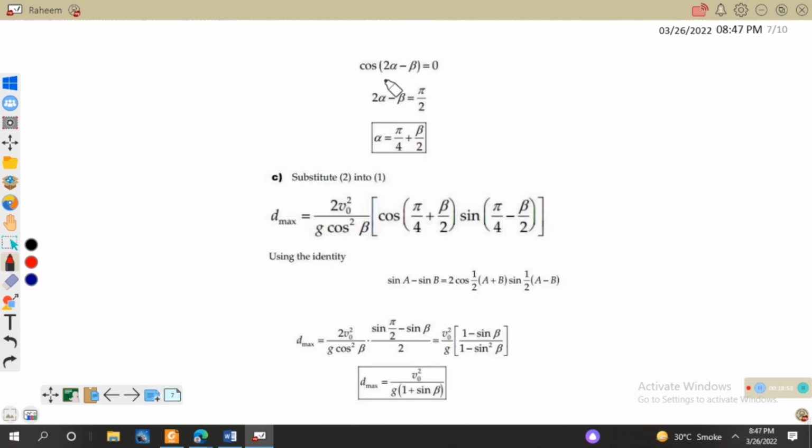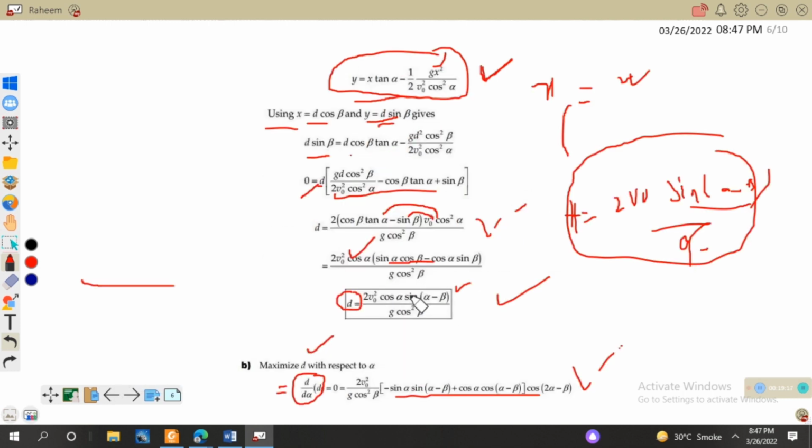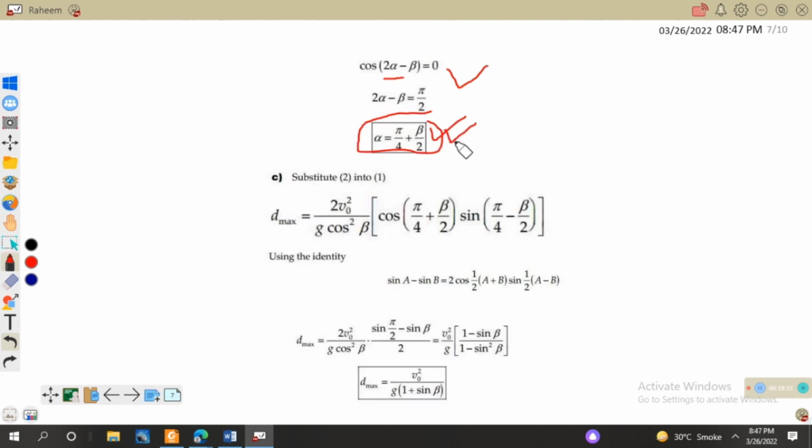So this will give cos(2 alpha minus beta) equal to 0. If we find the value of alpha, it will be pi over 4 plus beta over 2. So this is the angle at which our horizontal range will be maximum. If we put this value of alpha back into our initial expression, it will give us the maximum range. This is the angle at which our range will be maximum.